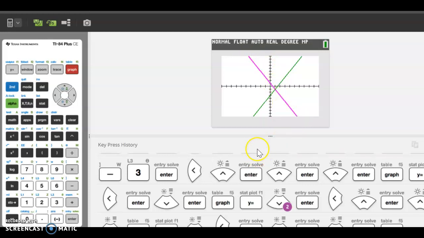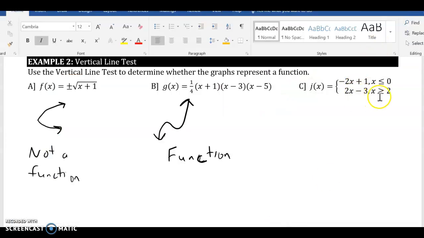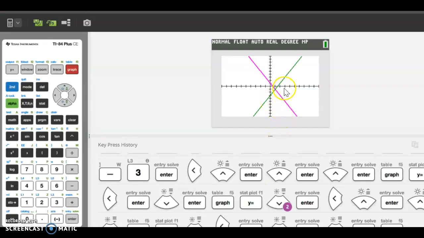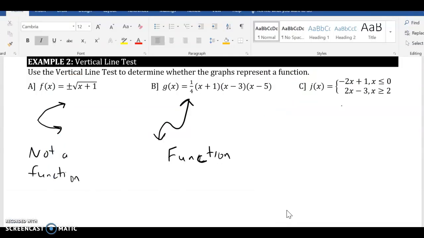All right? When I look at my other equation, 2x minus 3, we want it for x greater than or equal to 2. So we want the green graph from here this way. So we want this piece, and then we want this piece. If I were to draw that on my paper, really what I have is this, and then I have this.